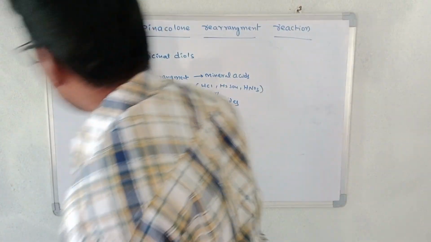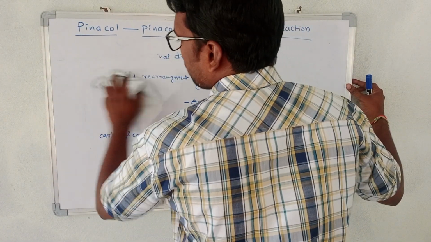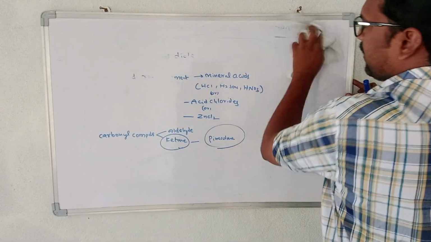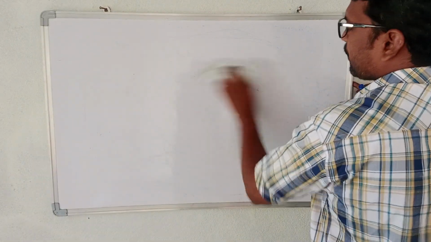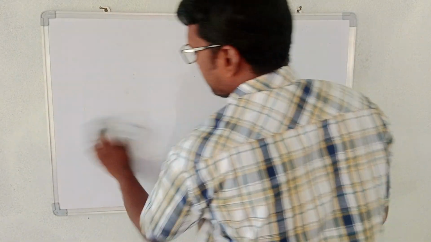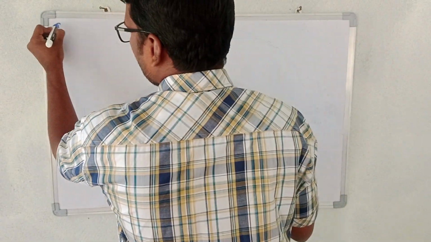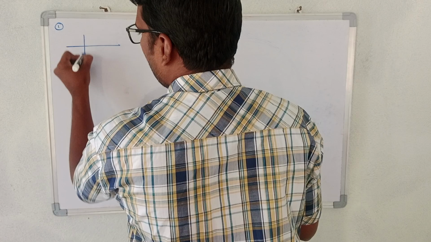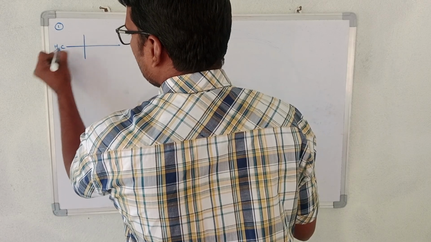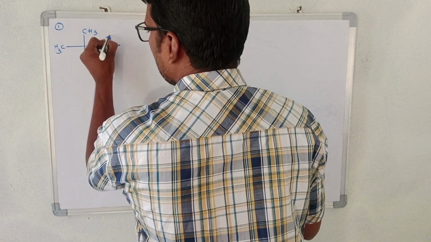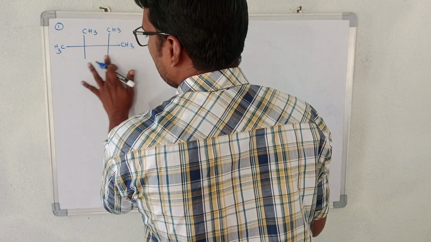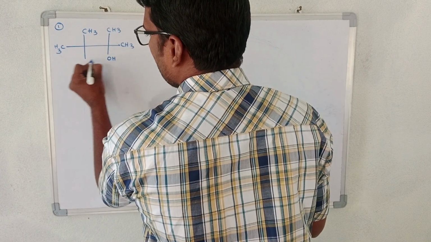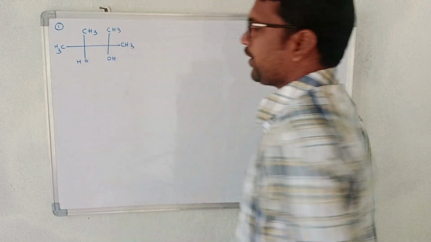Great. Now we take an example. By taking this example, we can explain this reaction, which takes place in the presence of an acid catalyst. The first example: I take CH3, CH3, CH3, CH3, and in these two places I take OH, OH. Two OH groups are present.